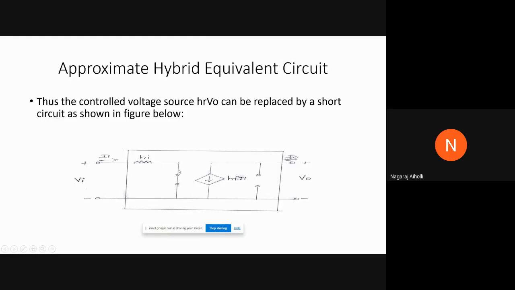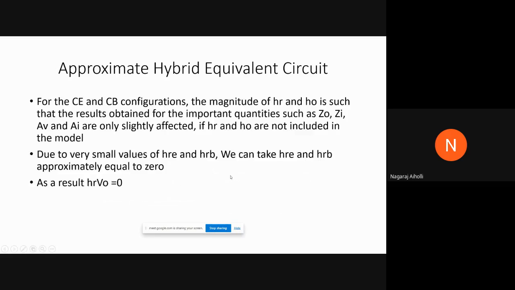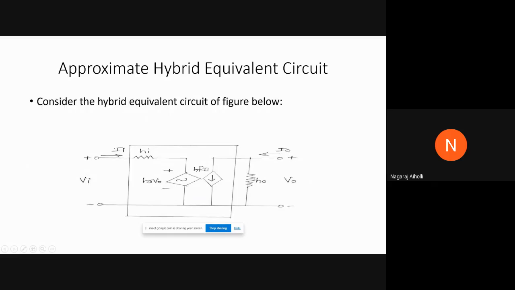The controlled voltage source is represented as a short circuit, and the output resistance H0, or the admittance, 1 upon H0, is very large as compared to the load resistance RL connected between the output terminals. We know that when the resistance is very large, the current is almost 0. It is negligible. Hence, this H0 is considered as an open circuit, because of the large value of resistance, the current flowing through it is almost 0.